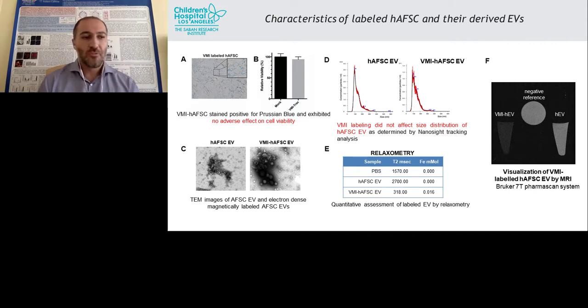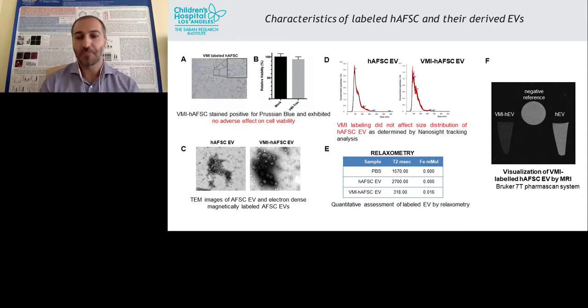So we performed proof of concept studies demonstrating that the VMI labeling agent is safe on cells and EV production and does not affect their viability, as shown in the first panel. The labeled cells or EVs can be detected with electron microscopy, as shown by the electron dense projections in panel C. And importantly, this labeling agent does not affect the size distribution and production levels of EVs, as we confirmed with nanoparticle tracking.